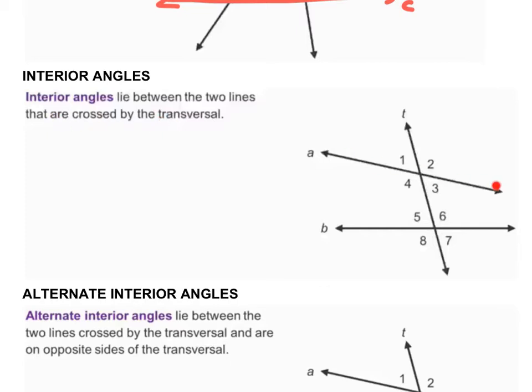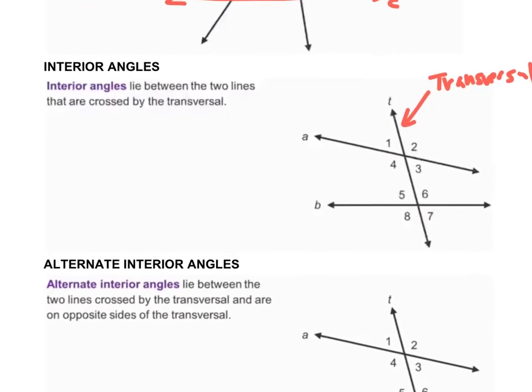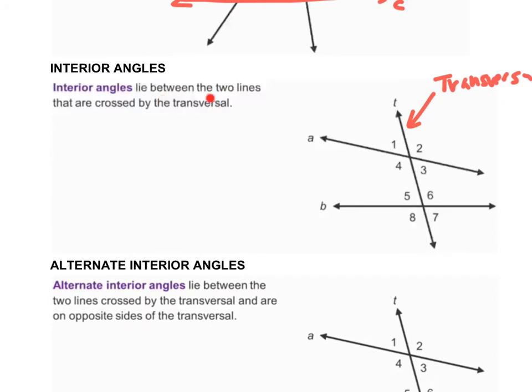So here are your two lines, A and B, and then you have this new line here, line T. This is your transversal. And when you have two lines that are cut by a transversal, what is created is 8 angles, okay? Now, interior angles, again, lie between the two lines that are crossed by a transversal.